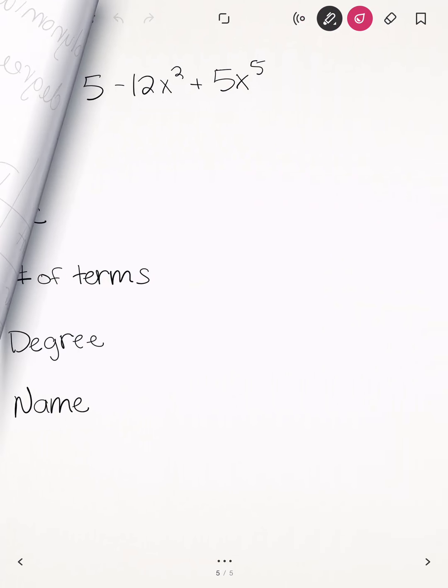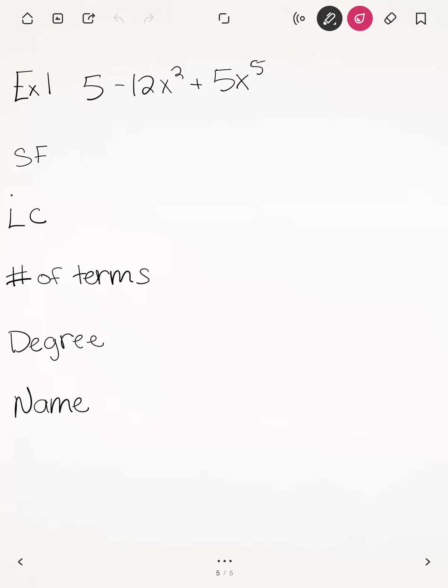So on this next page, we have an example. We want to put it in standard form, find the leading coefficient, identify the number of terms, the degree of the polynomial, and then we want to name it using what the last 2 pages were about. So to put it in standard form, again, I go from greatest to least with my exponent. So x to the 5th is my biggest exponent. I have a negative 12x and then a plus 5. So it's in standard form.